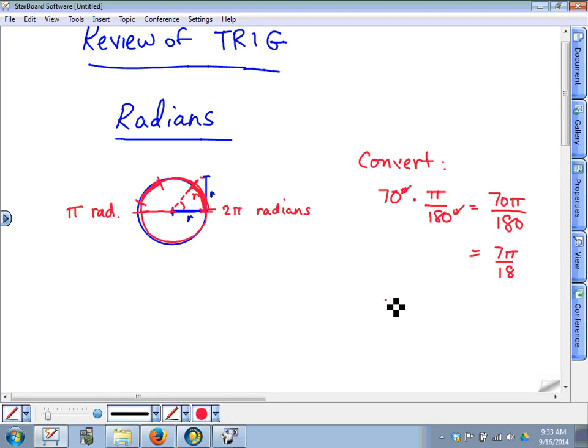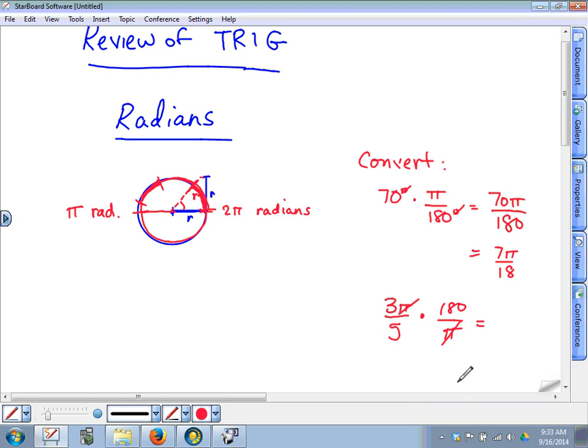Okay? Going the other way, if I gave you something like 3 pi fifths, and I wanted you to convert that into degrees, what would you do? This one is 180 over pi, because now the radian unit of measure cancels out. The radian unit of measure is gone.